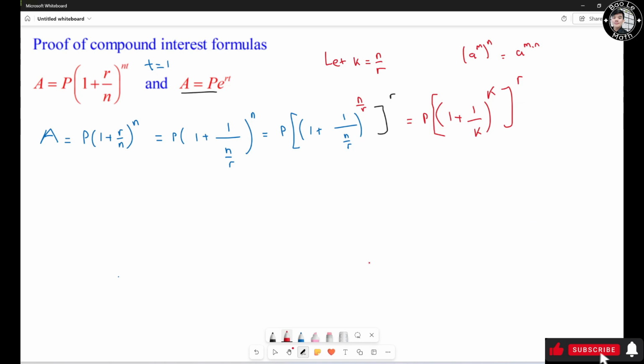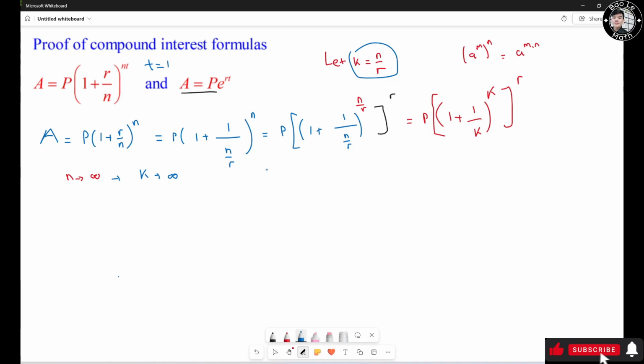Now, suppose that the number n of times that the interest is compounded per year gets larger and larger, which means when n approaches infinity, then in this expression k approaches infinity, right? Because k equals n over R, right?